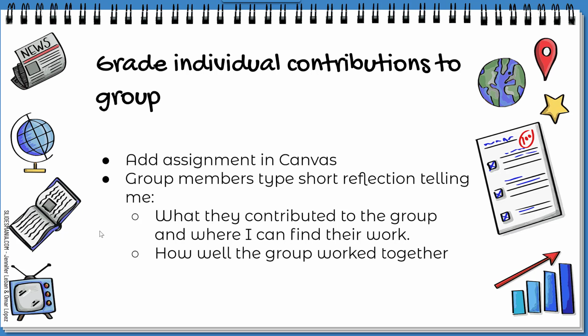It felt very high pressure, and I didn't want this to be a high pressure situation. I actually want to use this group work as a way to promote a good class climate and to promote collaboration and not to promote a blame culture. So what I do is I tell the group members exactly what I want them to upload to Canvas. I create an assignment in Canvas. I usually have them type a short reflection telling me what they contributed to the group and where I can find their work and how well the group worked together. And once again, that is a low pressure thing.